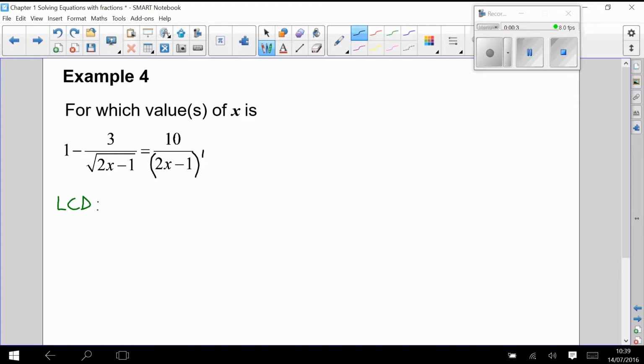But if I've got that factor 2x minus 1 and it is square rooted, the square root of 2x minus 1 in fact means that I've got 2x minus 1 all to the half. In other words, the most of this type of factor is going to be 2x minus 1 to the 1.